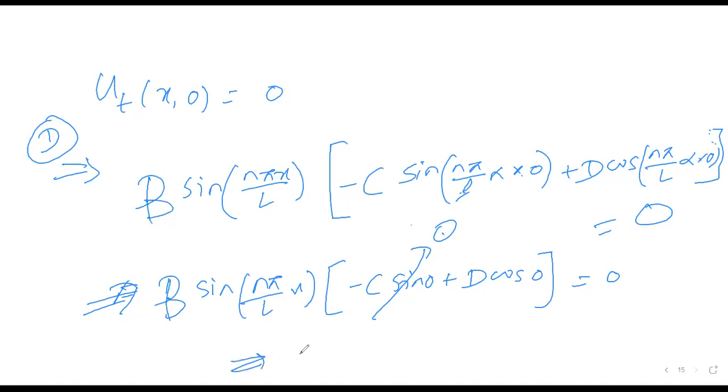So altogether I have b d. Okay, sine. This will be 1. So b d sine n pi over l x, which is equal to 0. Okay.